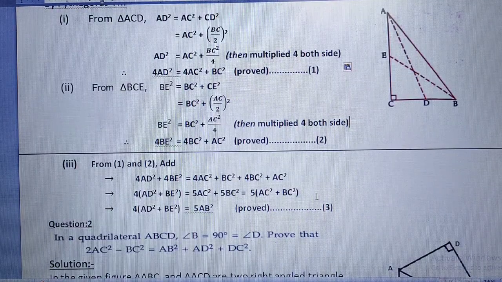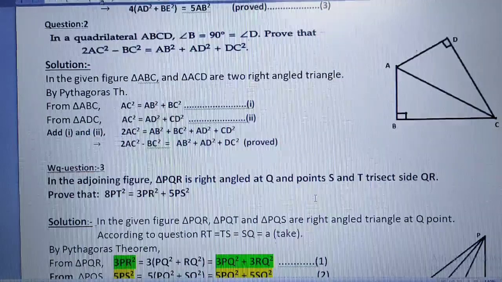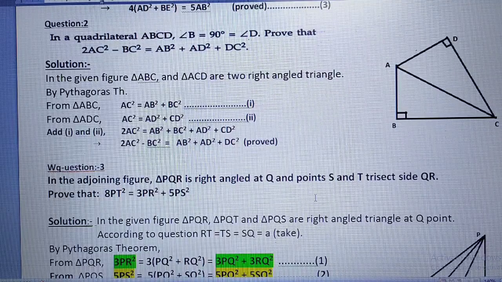Then 4 bracket AD square plus BE square bracket close is equal to 5AB square. So this is the third part of the problem. 4 bracket AD square plus BE square bracket close is equal to 5AB square. Hence it is proved.